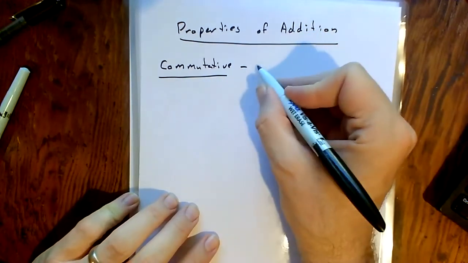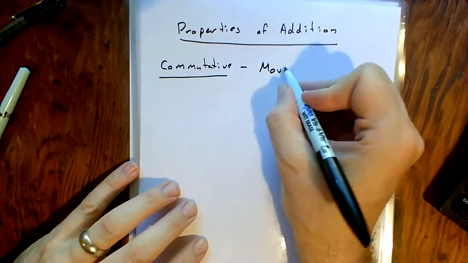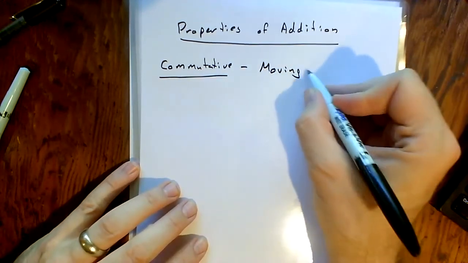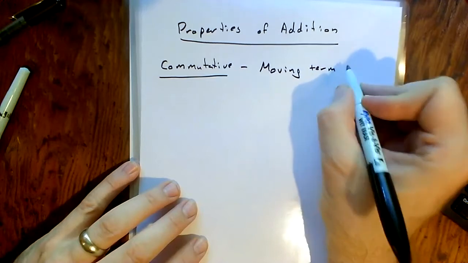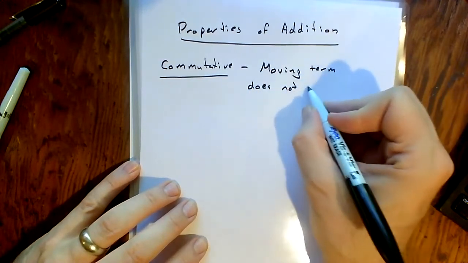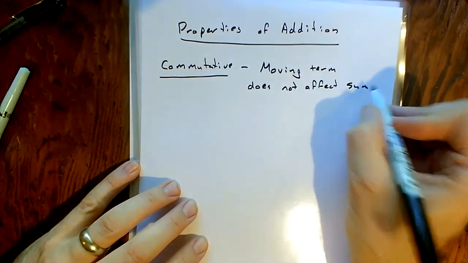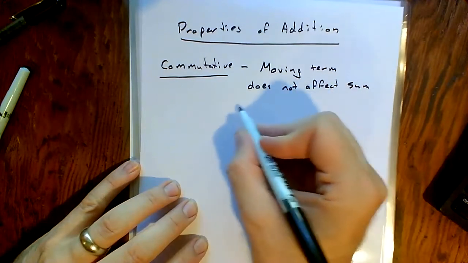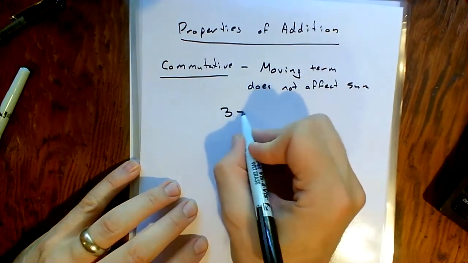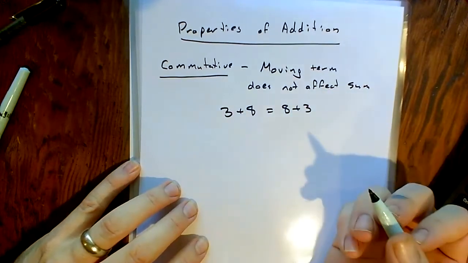Because this basically says that you can move your terms. Moving terms does not affect the sum. So that means that 3 plus 8 is going to be the exact same thing as 8 plus 3.